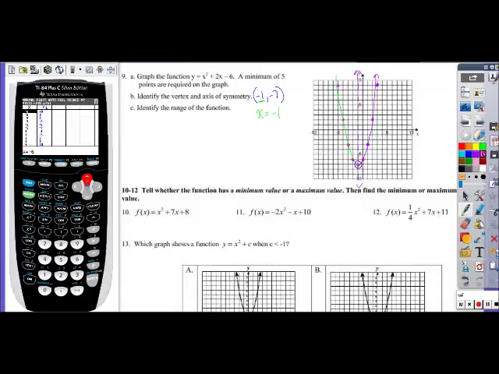The range is always going to be dealing with the y value of the vertex, and in this case, since it's a minimum point, everything is going to be greater than or equal to that point, so I put a y, and then I put the -7. Remember that if it asks you for the domain, as long as it opens up or down, it is all real numbers. So for 10 through 12, we just need to tell whether it has a minimum or a maximum value, then find that point.